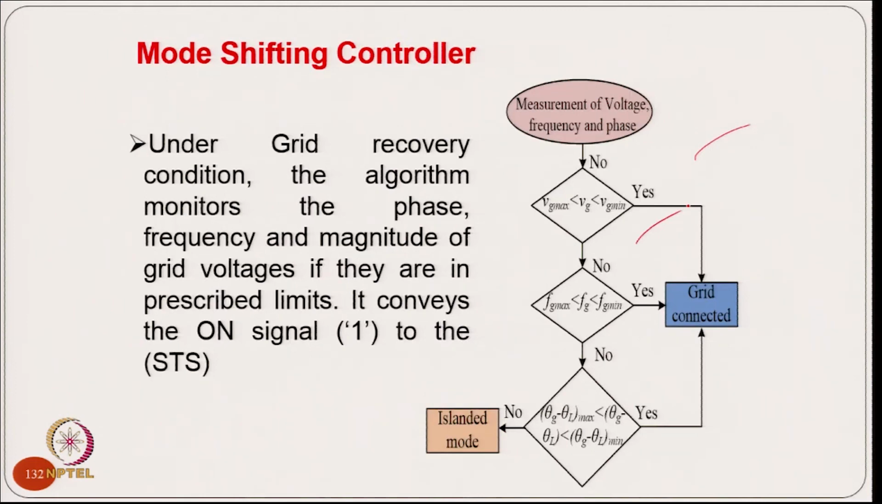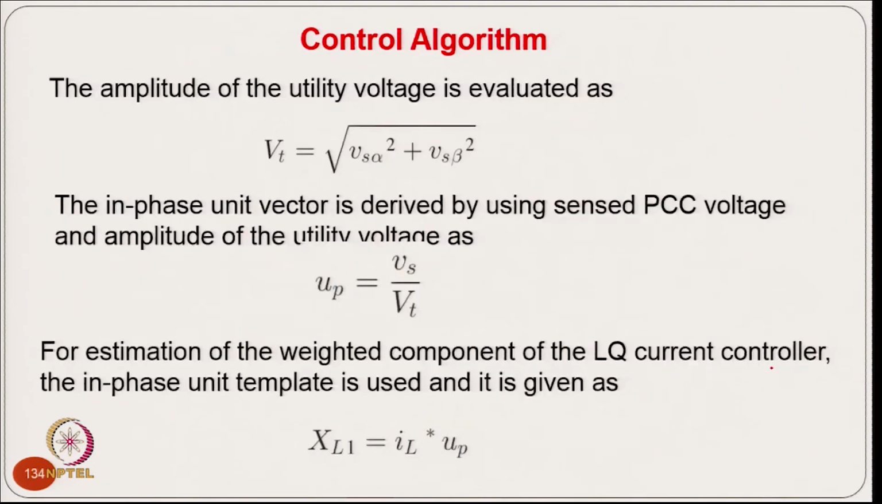We first check the voltage in the margin, current and frequency in the margin, and then the angle also in the margin. If it is not, we go to islanding. If it is within the range, then we go for synchronization and the operation in grid-connected mode. That is virtually how we go.